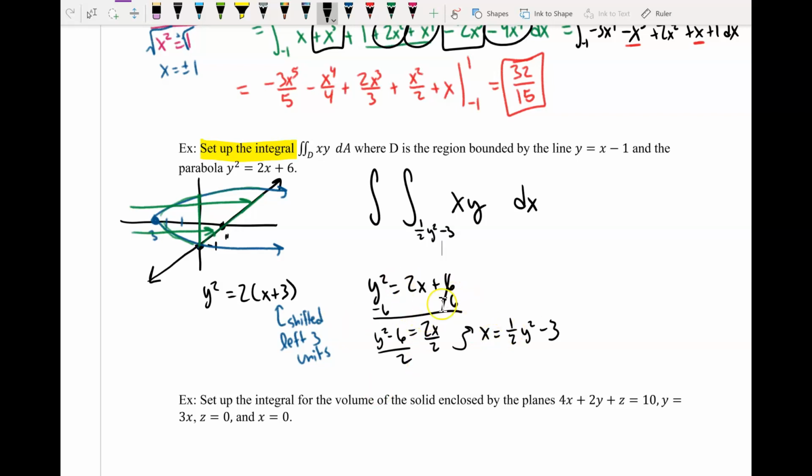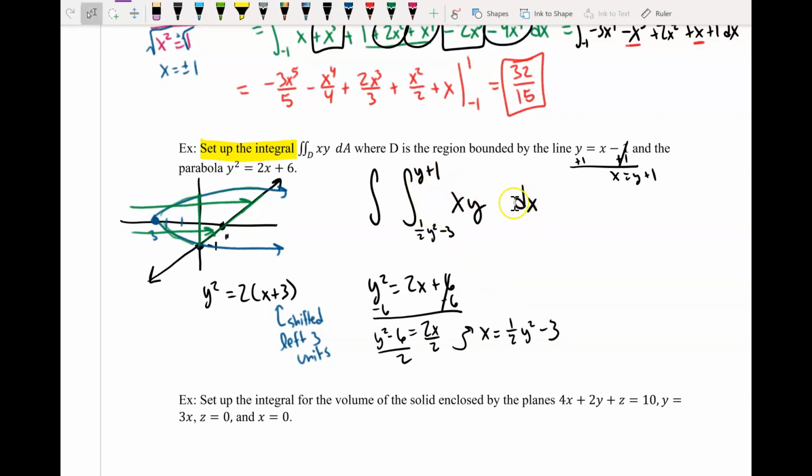So now let's do the top guy. Notice we need to get this in terms of x as well. So that's just this line, which was, if I just add the 1 over, you'll see what we get. You'll just get x equals y plus 1. So the top guy is going to be y plus 1.